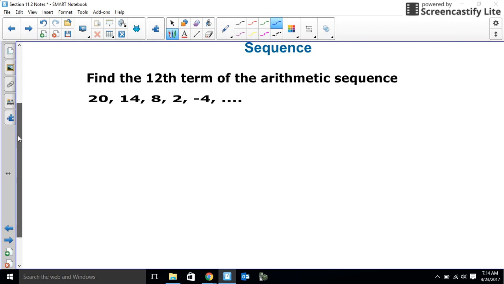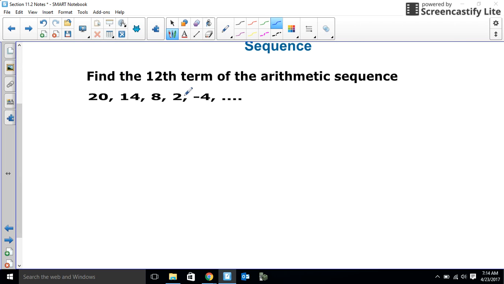If you notice, we're given a sequence, 20, 14, 8, 2, -4, and so on. We're asked to find the 12th term. Now, the 12th term is kind of far down the road, so rather than just continually subtracting or adding or whatever, what we can do is come up with that formula. In fact, you're going to be required to do this.